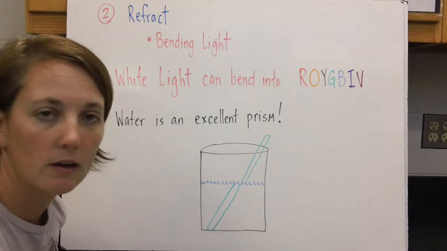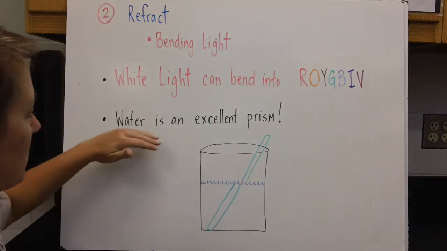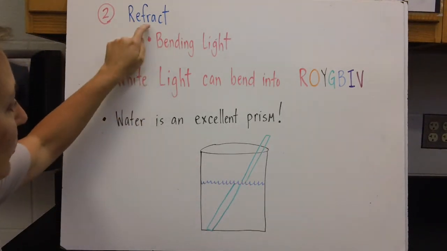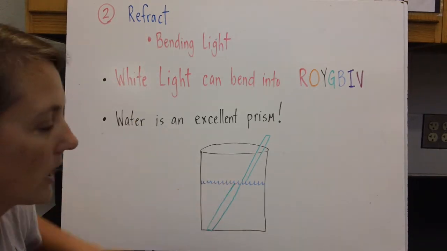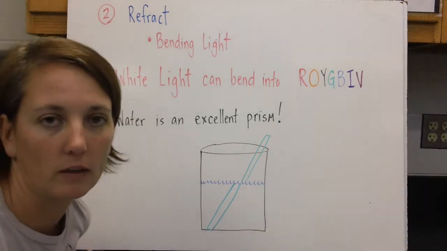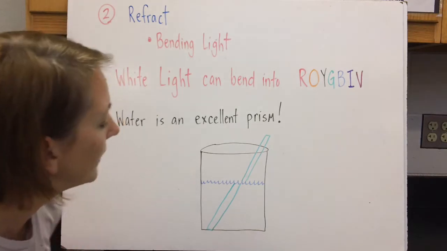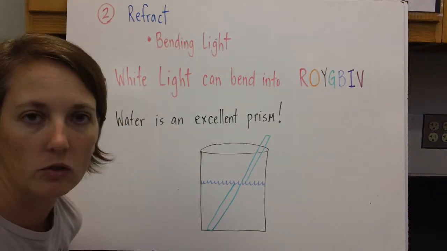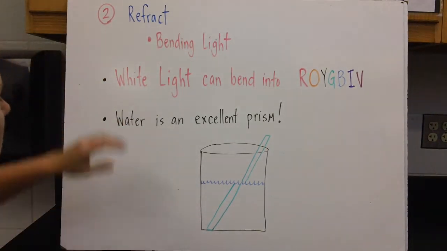in half, but it's not. The reason it does this is because water is bending or refracting the light waves hitting the straw to give it the illusion that it is actually cut in half. You're going to actually see this in the lab this week, so you'll have an opportunity to see it firsthand.